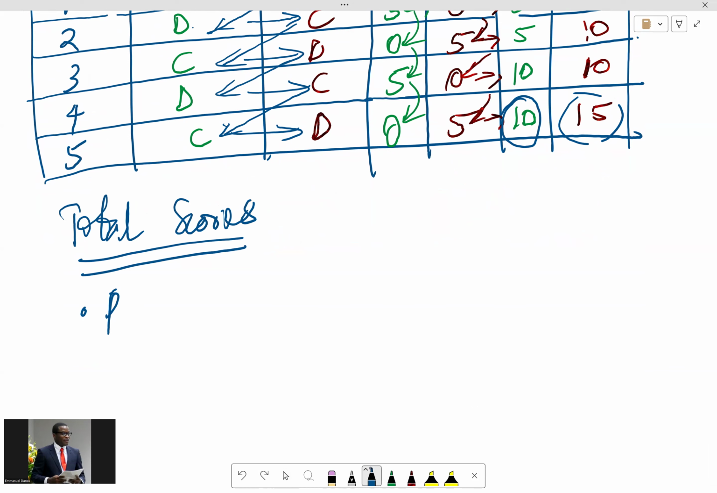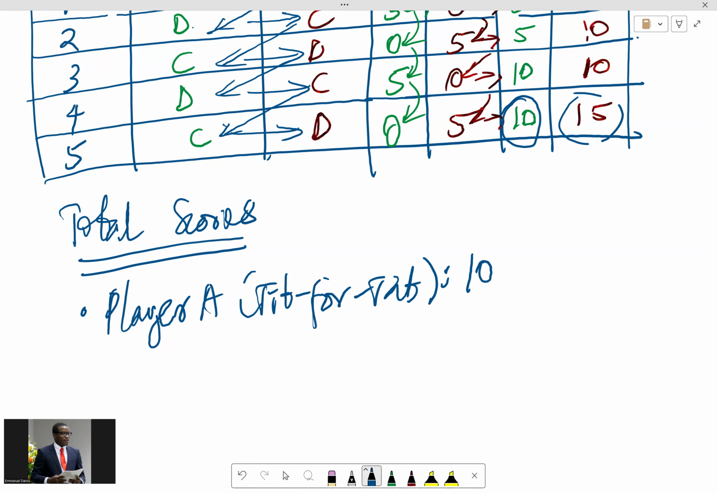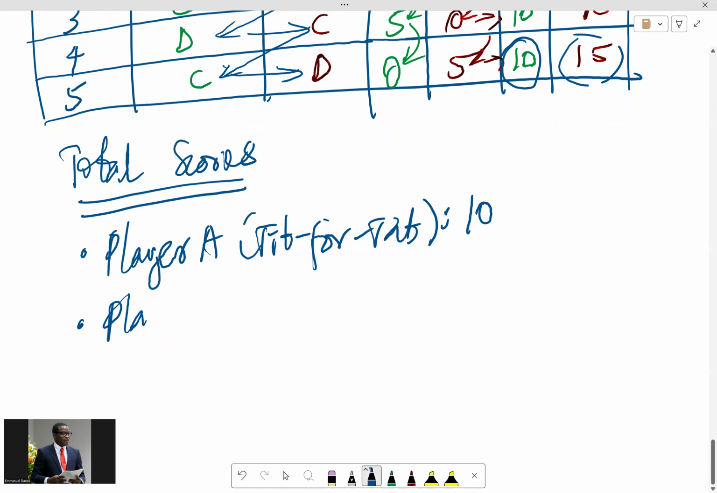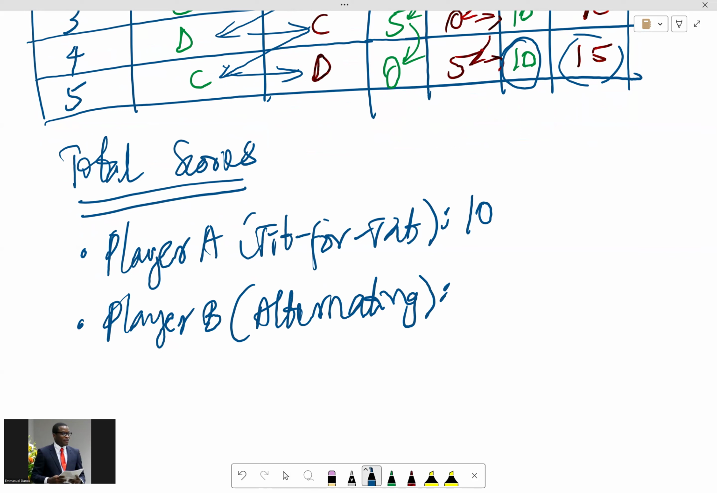Player A, that's prisoner A, with tit for tat strategy gets 10 points, and player B with alternating strategy gets 15 points. So you see that the winner ends up being player B. Player B gets more points. So it means alternating is the dominant strategy in this case.